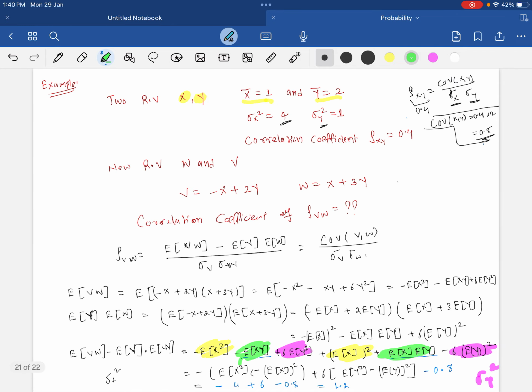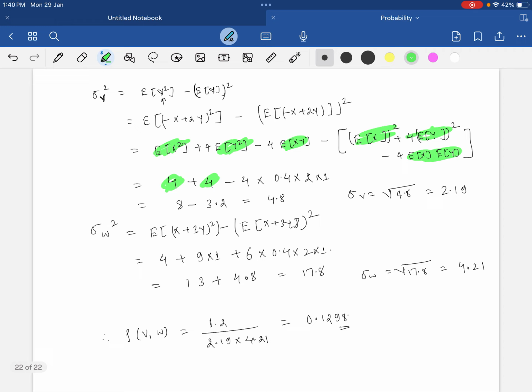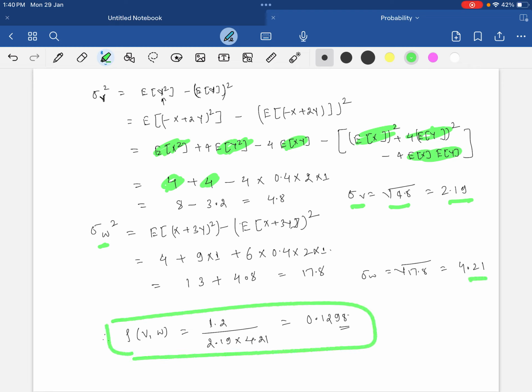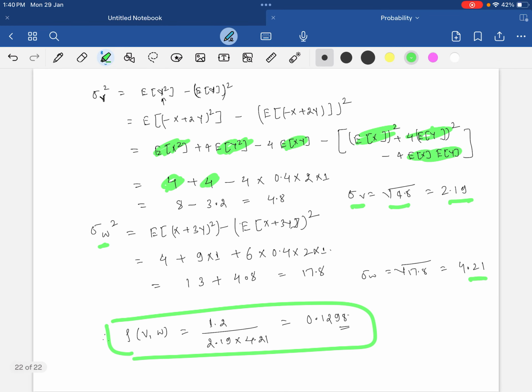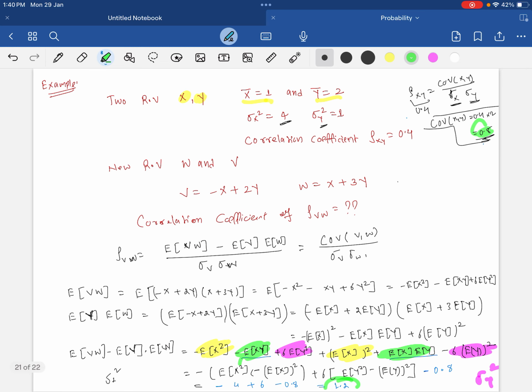So again you can use this covariance, take the square root of this, and you will get the standard deviation of v. Similarly, you can find the standard deviation of w, right? And at the end you can find the correlation coefficient by dividing 1.2 by the product of these two, right? That will give you 0.1298. So you can go through that.